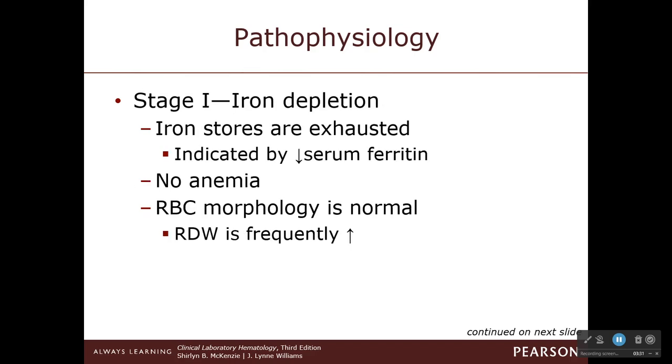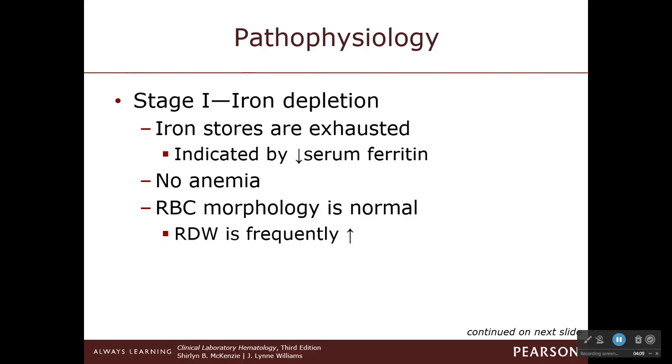So, stage 1, iron depletion. Essentially, your iron stores are exhausted. If we did our iron studies, we would see decreased serum ferritin in our body. And if you did iron stains, you would probably also see a little bit of decrease in the hemosiderin in those erythroblasts. At this point, in stage 1, there is no anemia. The body is still compensating, still making hemoglobin. So the morphology is usually normal: normocytic, normochromic cells, usually no problem.